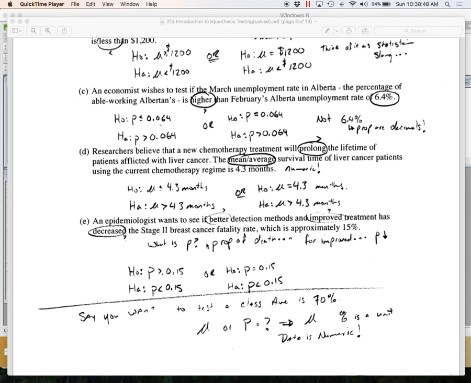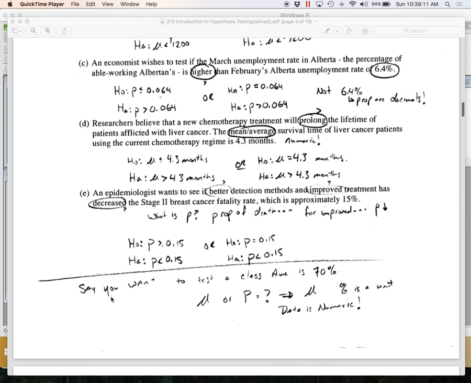Here we're trying to decrease the death rate or improve the method. P is the proportion of death, so that must mean we've got the less than sign. The proper way to write this would be that the proportion is less than 0.15, or 15%, and the null hypothesis is that it was greater than or equal.